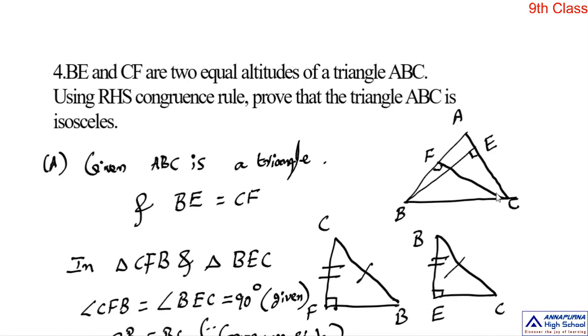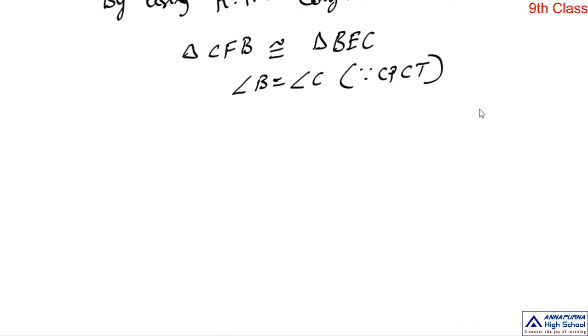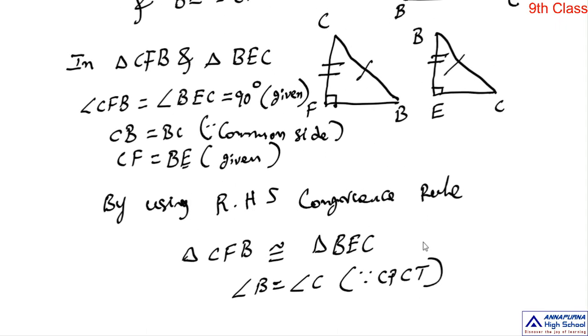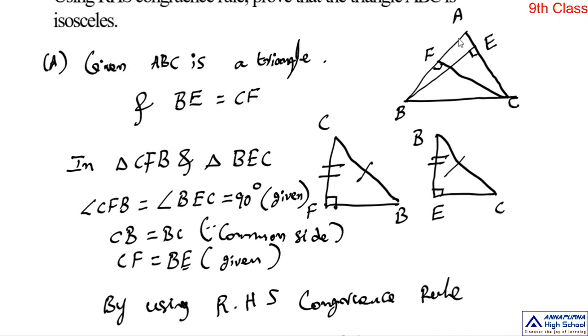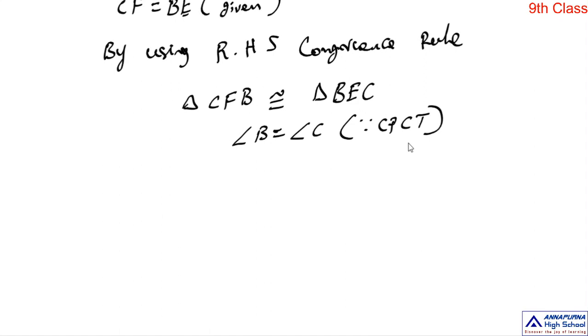Okay, these two angles are equal. Angle B is equal to angle C. So AC is equal to AB. The side opposite to angle B is AC, and the side opposite to angle C is AB. So AB is equal to AC.